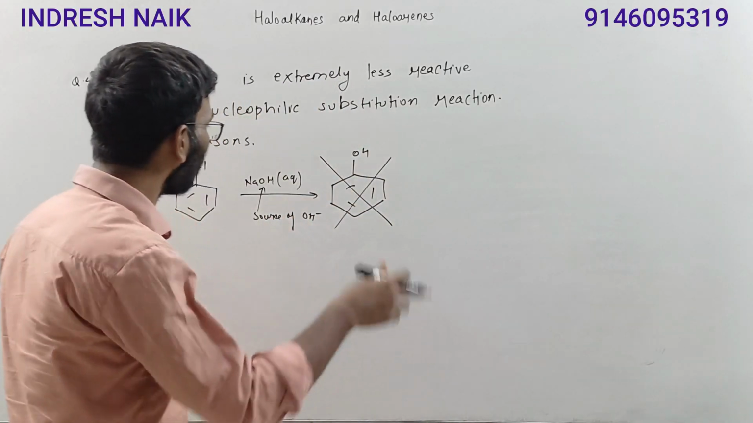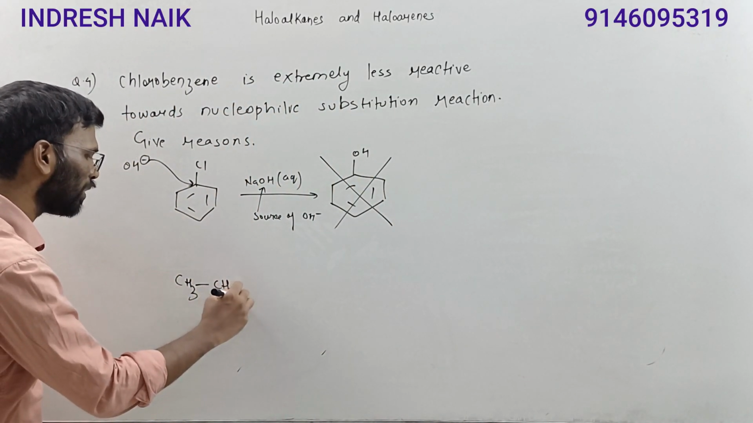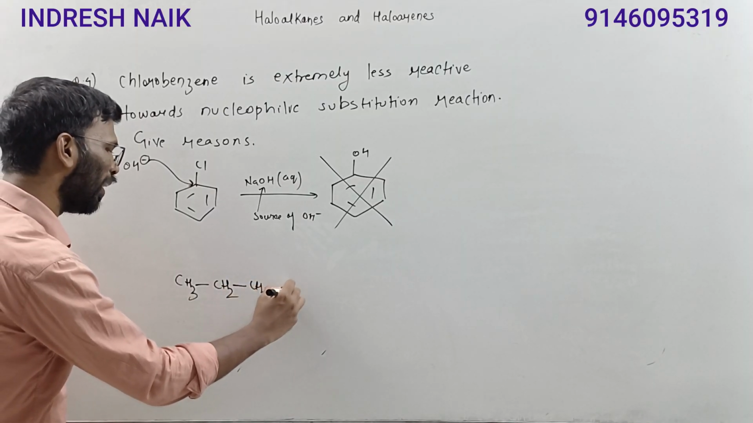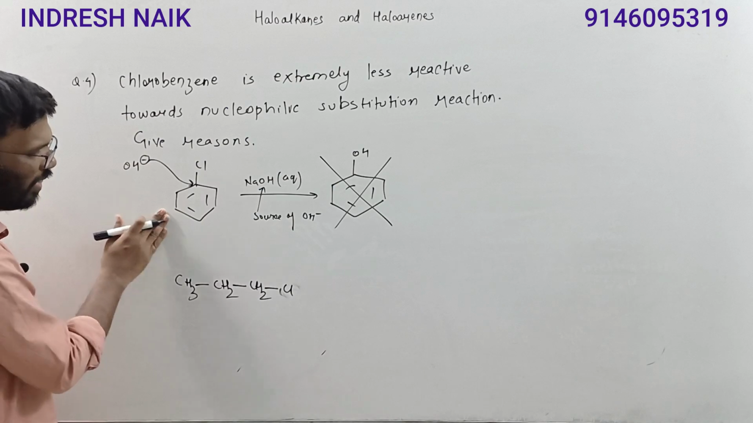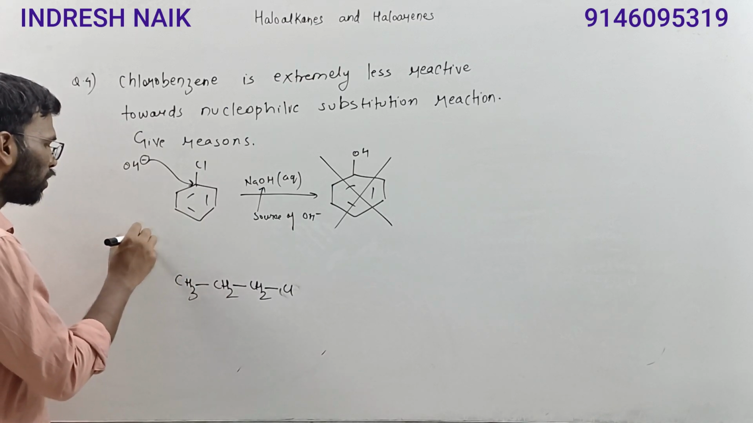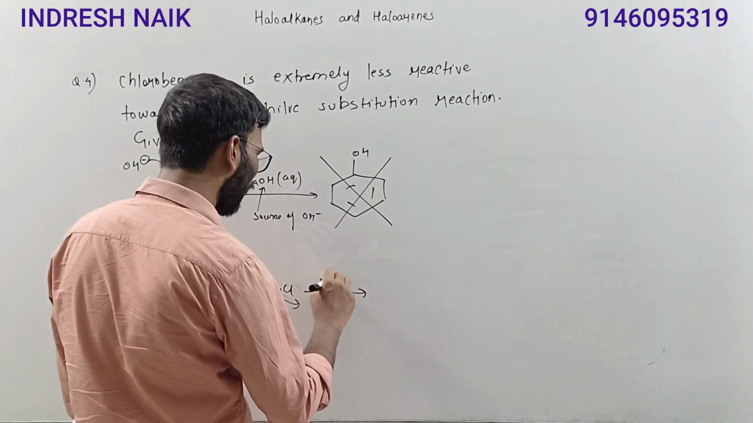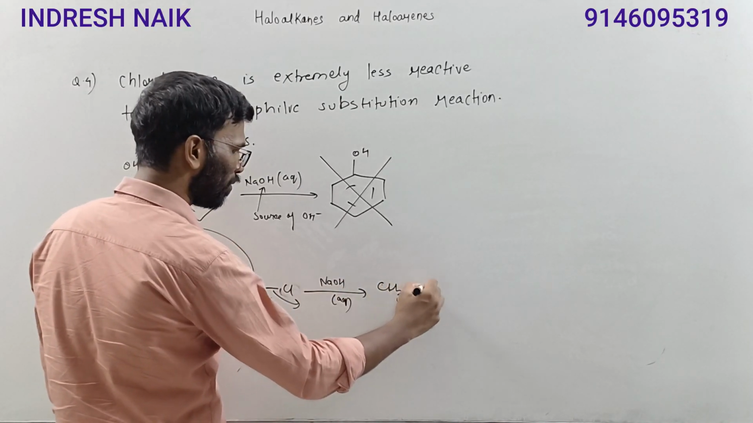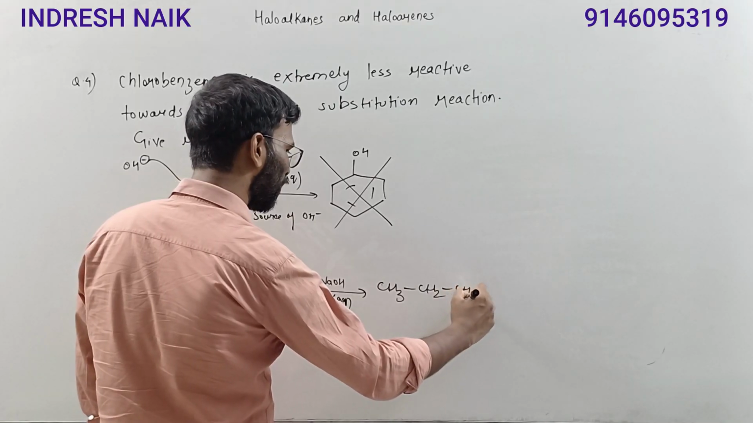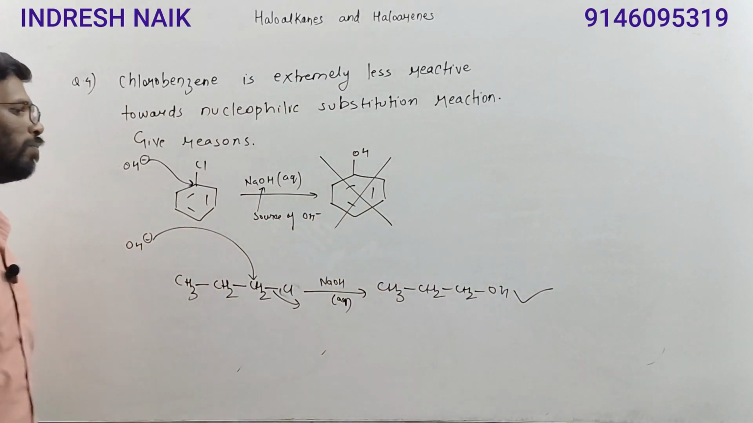If you consider the other substitution we have learned, like SN1 or SN2, let's say this is haloalkane, and this is haloarene. Here the substitution is very easy. You take aqueous NaOH, and we get an alcohol very easily, but not over here.